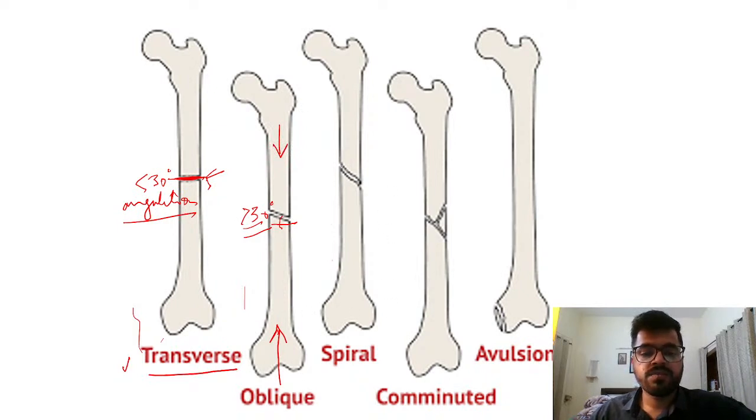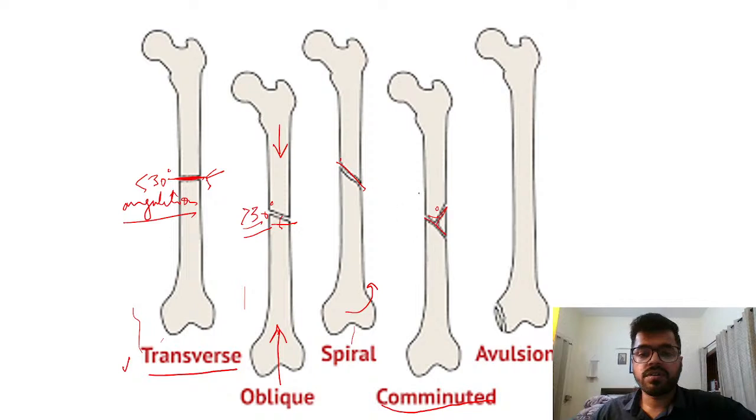Then there is spiral fracture. Spiral fracture is a low energy fracture. It occurs due to twisting forces. Then there is comminuted fracture. It occurs due to high energy trauma. Multiple small pieces of bones are there. That is a comminuted fracture.